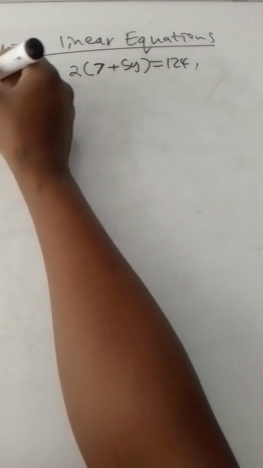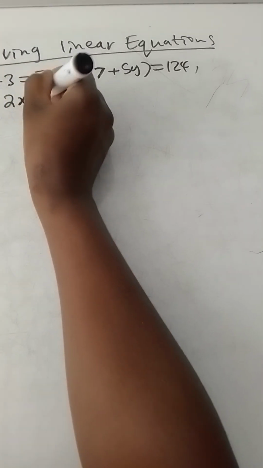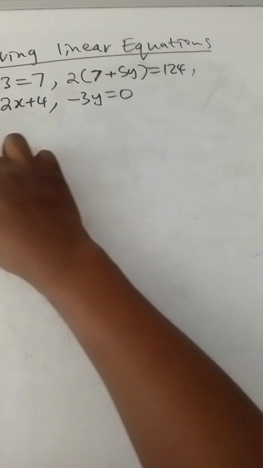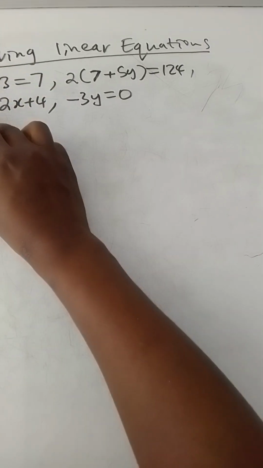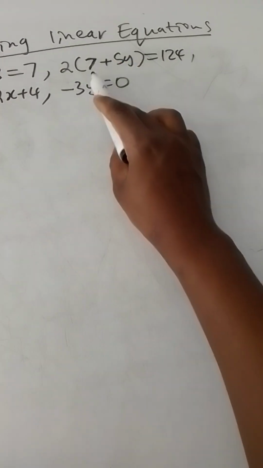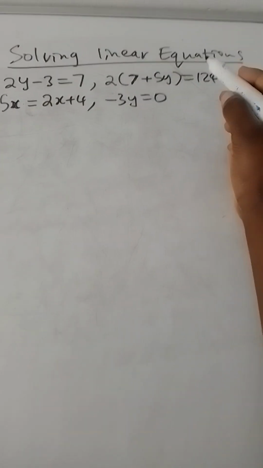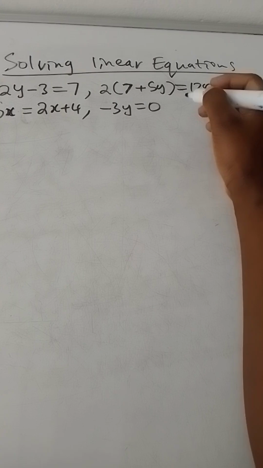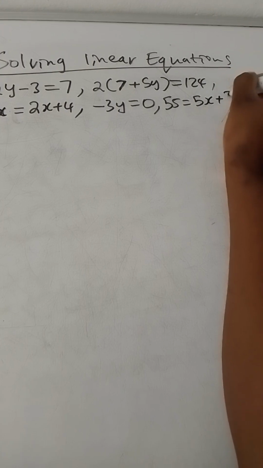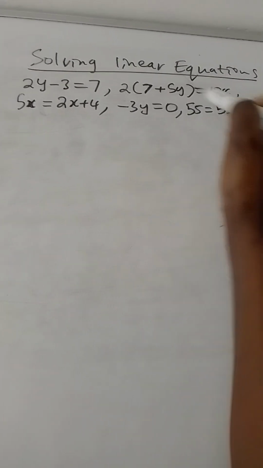Let's take another example: 5x equals 2x plus 4. And then another one: negative 3y equals 0. This is a linear equation because the exponent of the variable involved, which is y, is 1. Then let's take another one: 55 equals 5x plus 3/4. That is still a linear equation because for the variable involved, the exponent is 1.